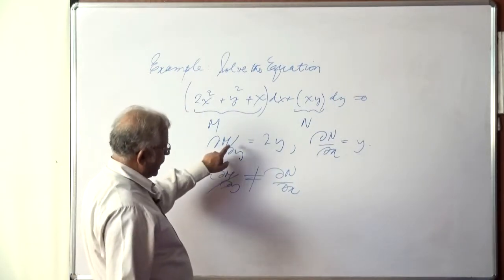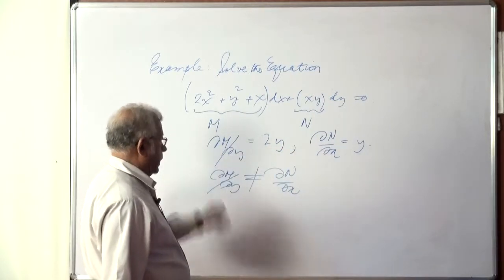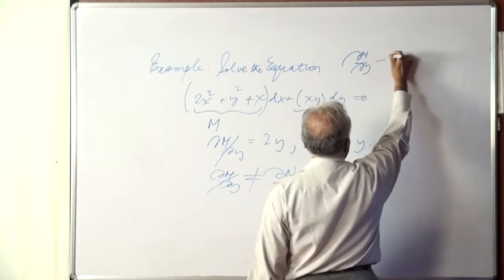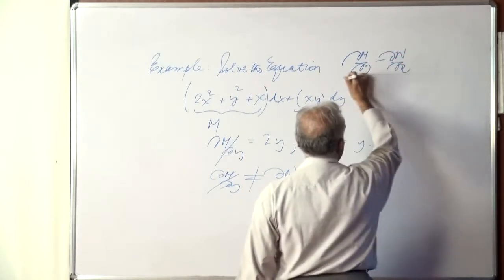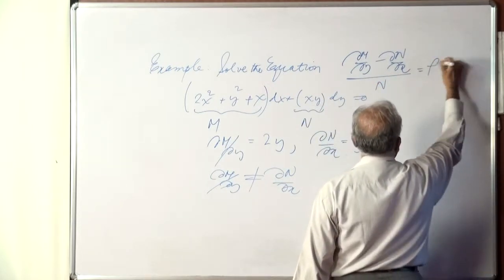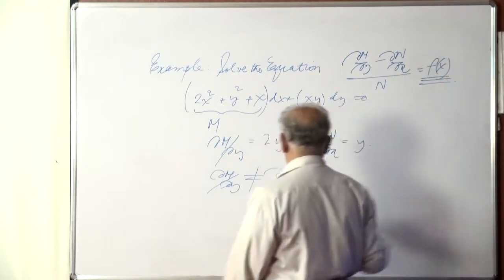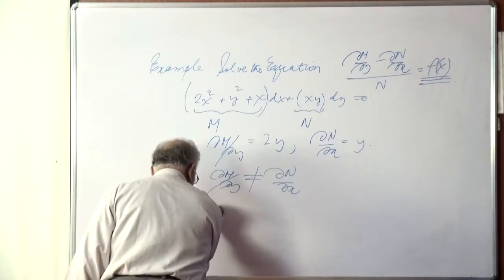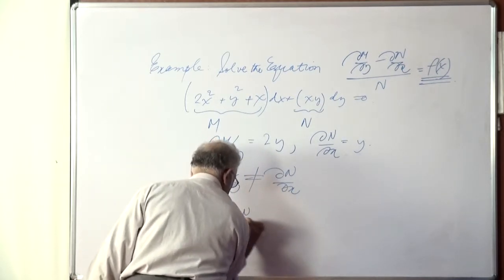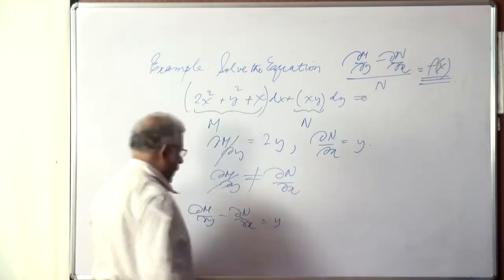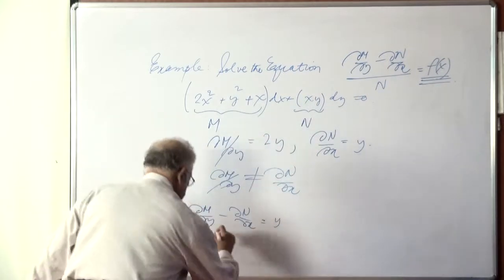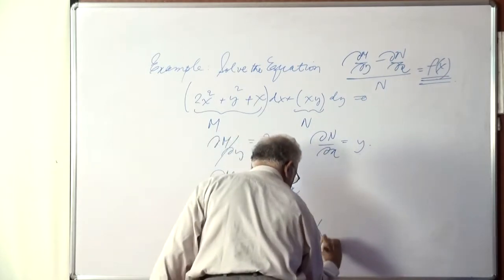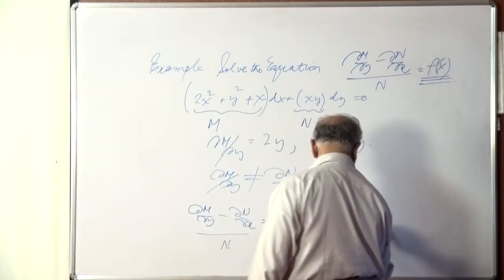Let us see what happens when we do del M del y minus del N del x divided by N. We have to find del M del y minus del N del x divided by N, and check whether it is a function of x only. So in this particular case, del M del y minus del N del x is y. And this divided by N, which is xy, is y divided by xy, is indeed 1 over x, which is a function of x alone.